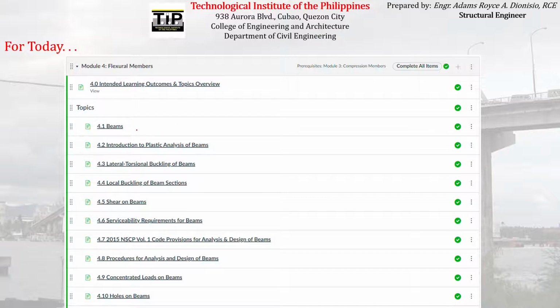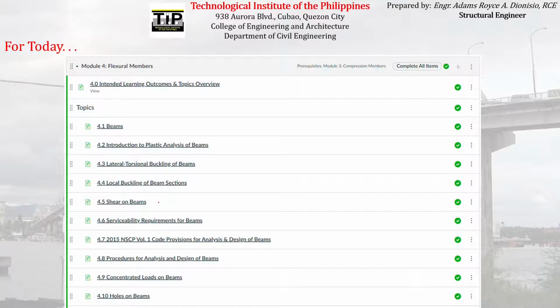Therefore, it's worthy to be familiar with the definition of beams, as well as where we will most probably be encountering beams. And then let us have an introduction to the plastic analysis of beams, because this is the concept that is used for the derivation of the different code provisions related to beams or flexural members in general. And then let's also talk about lateral torsional buckling and the local buckling of beam sections. These are the different limit states that we usually check whenever we design flexural members.